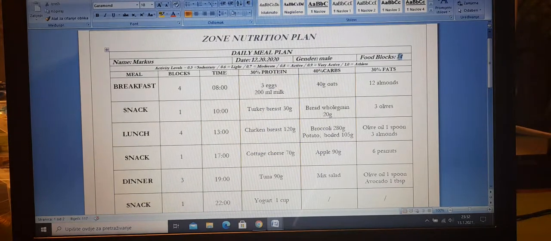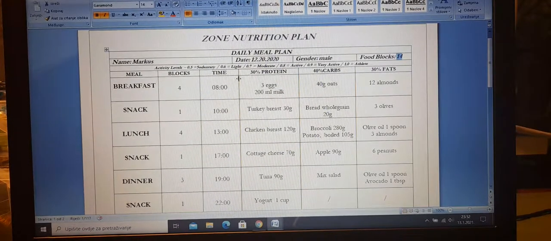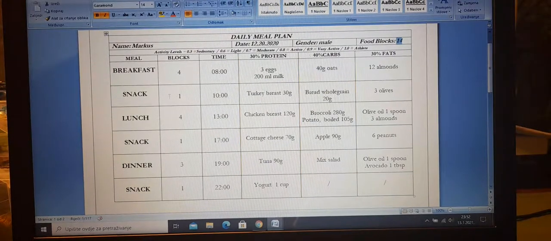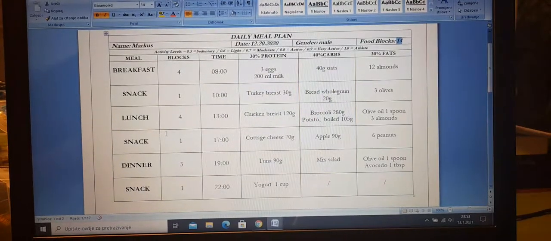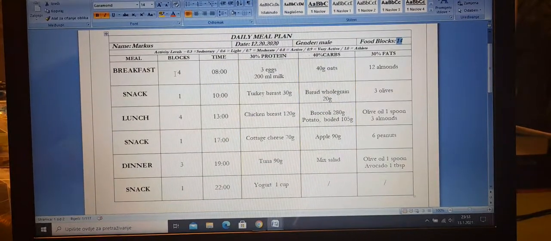So let's say now we want to take the example of 14 blocks, and these 14 blocks we're gonna divide among each of the meals. We have breakfast, then snack, lunch, snack, dinner, and one snack before bed, before sleep. What is very important about dividing the blocks is that a snack is always one block. As you can see, it's one everywhere.